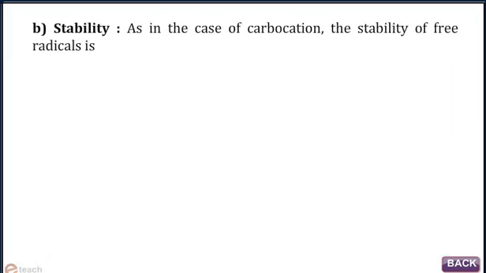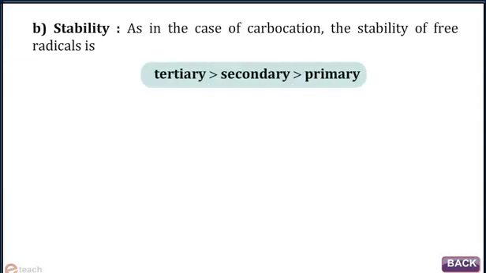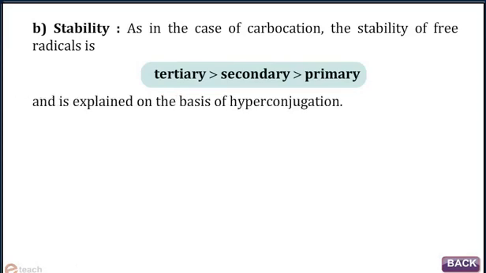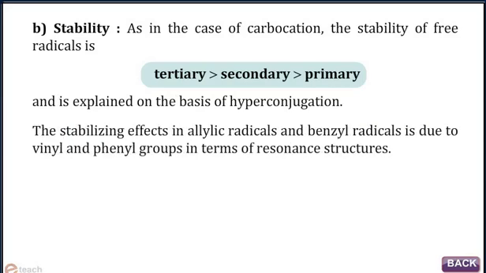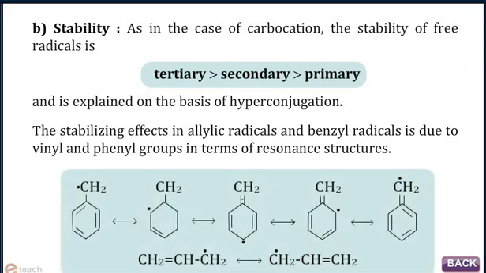Stability. As in the case of carbocation, the stability of free radicals is tertiary greater than secondary greater than primary, and is explained on the basis of hyperconjugation. The stabilizing effect in allylic radicals and benzyl radicals is due to vinyl and phenyl groups in terms of resonance structures. The resonating structures of methylbenzene are shown here.